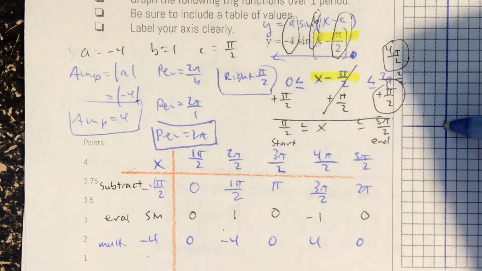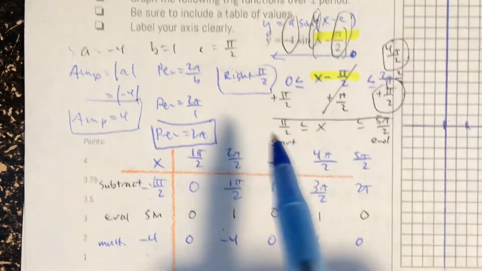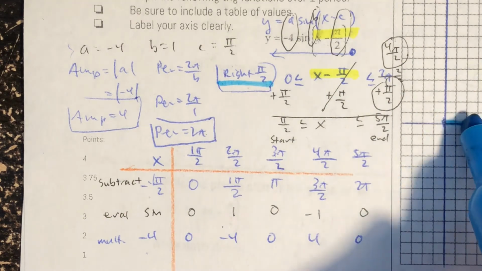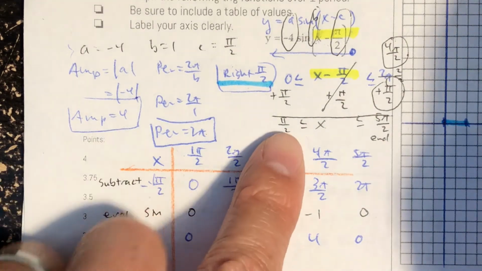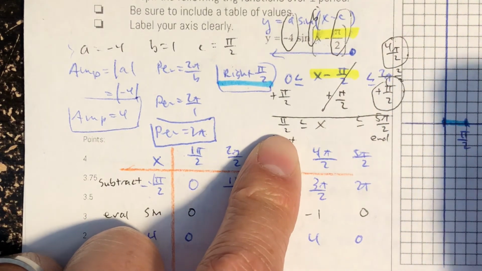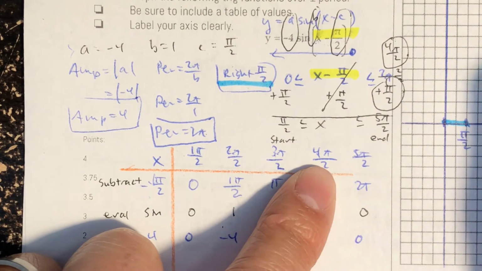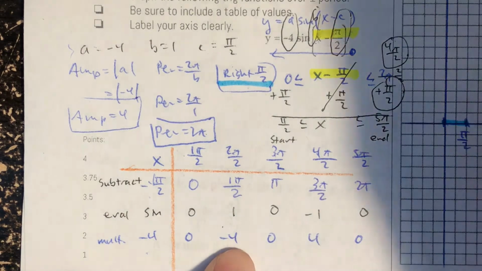Now we normally did 5 values, 1, 2, 3, 4, 5. But remember now, we're being pushed off by pi over 2. So this is going to be my first, second, third, fourth, and this is my 5th point. So my starting point will be pi over 2, pi, 3 pi over 2, 2 pi, 5 pi over 2. And then I have values up to 4.